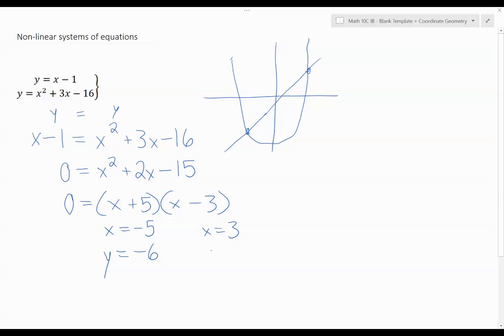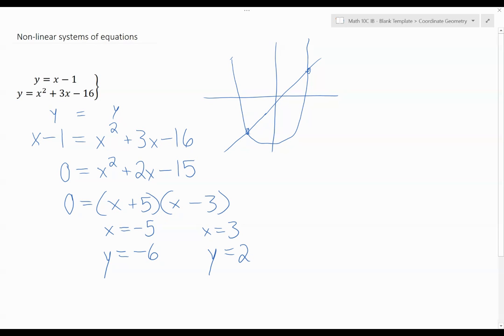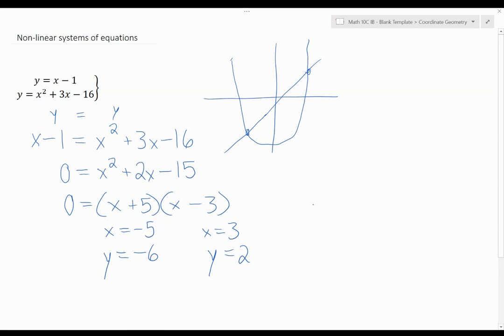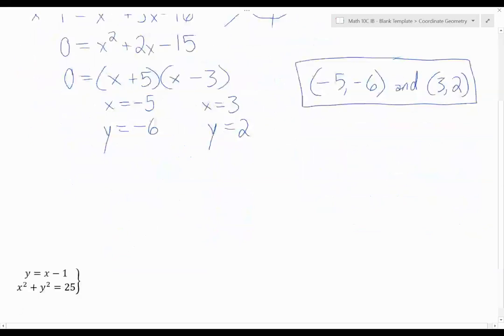In the other instance, if x equals 3, y equals 3 minus 1, so 2. Again, substituting 3 into the quadratic equation would also give me that same y value. This means that the coordinates of the two intersection points are negative 5, negative 6, and 3, 2, which does roughly match what I've drawn in my sketch up there, even though it wasn't perfect. So those are two intersections that represent the solutions to this system of nonlinear equations.